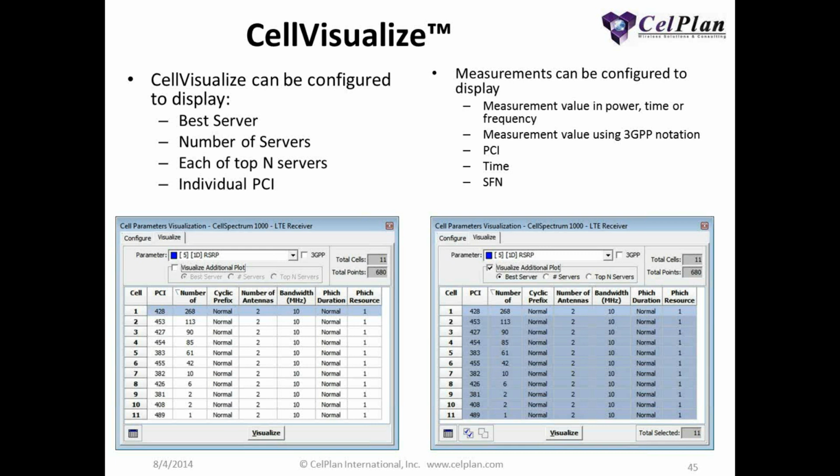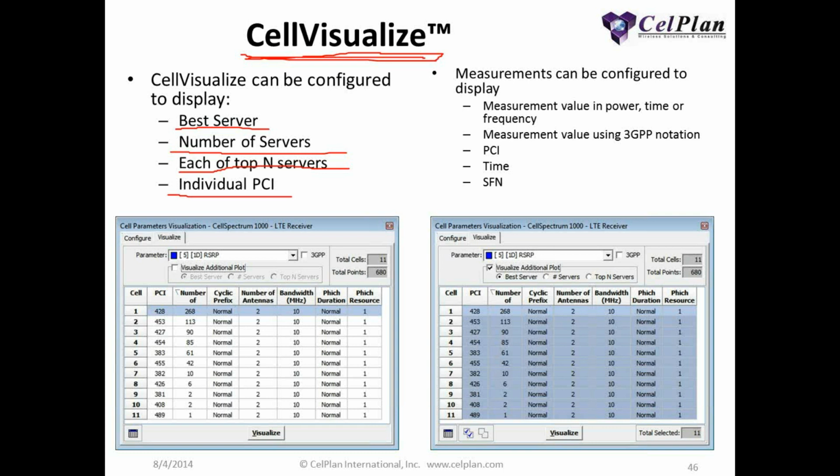So our visualization allows us to analyze and to configure. We can visualize the best server, or we can visualize how many servers we have at each point, or we can analyze every single one of the top-N servers, or we can analyze any one of those PCIs that was captured.